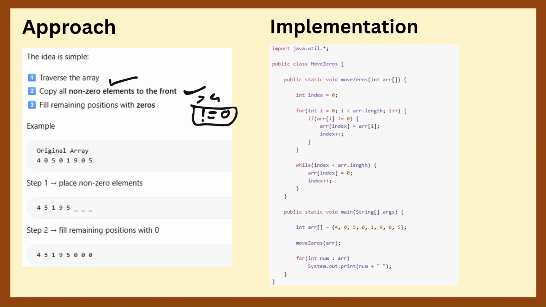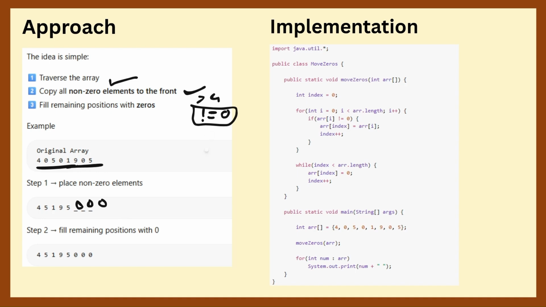For example, the original array is 4, 0, 5, 0, 1, 9, 0, 5. In step 1, we copy all the non-zero elements to the front: 4, then 0 is skipped, then 5, again 0 is skipped, then 1, 9, 0 is skipped, and 5. Then we put all the zeros at the end, that is 0, 0, and 0. In step 2, we fill all the remaining positions with zeros.